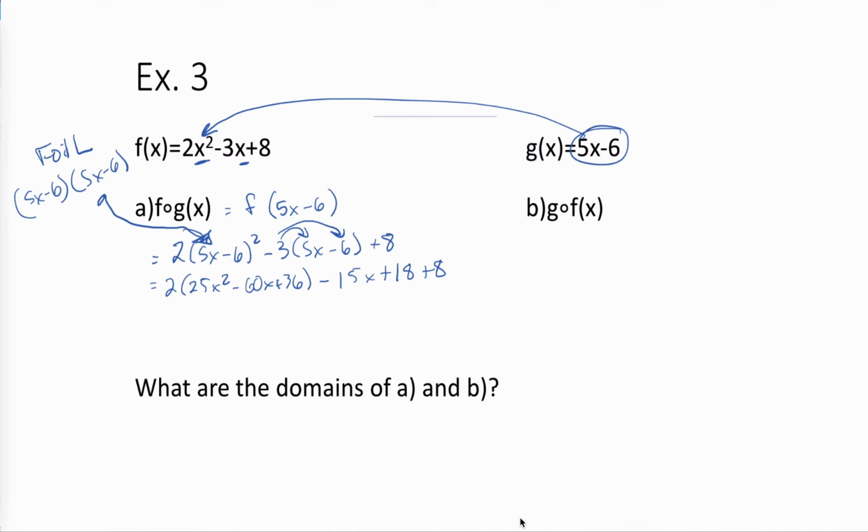And combine our like terms. This is 50x squared. We're distributing the 2. Minus 120x minus 15x is minus 135x. Plus 72 plus 18 would be 90 plus 8 plus 98.